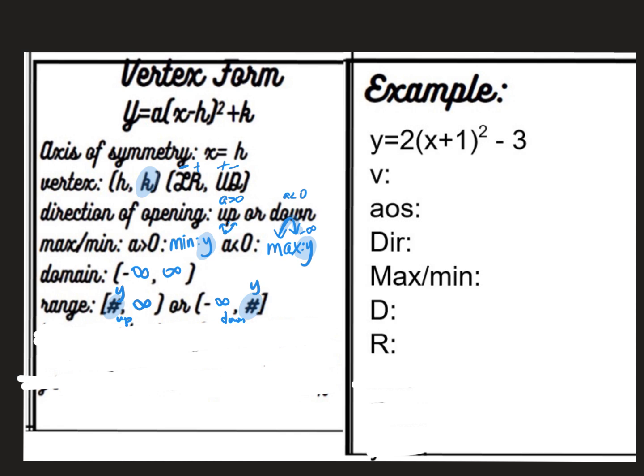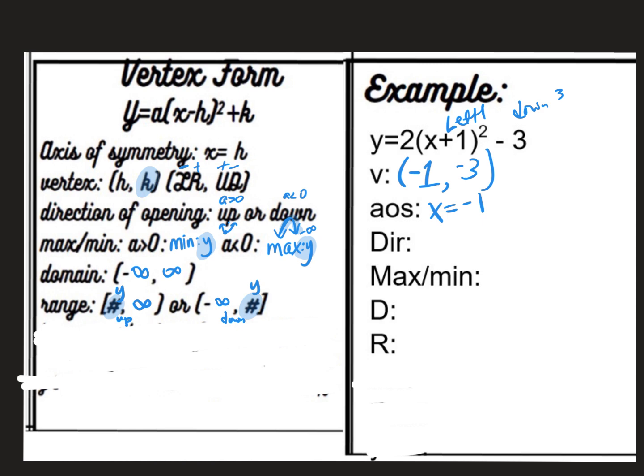For this one, my left movement, this is left 1, down 3. So left, whoops, I was going to put 3. Left 1, down 3. That's my vertex. My axis of symmetry is x equals -1.